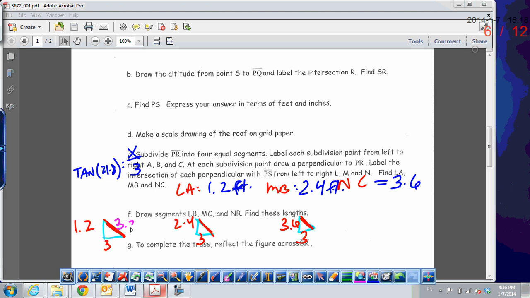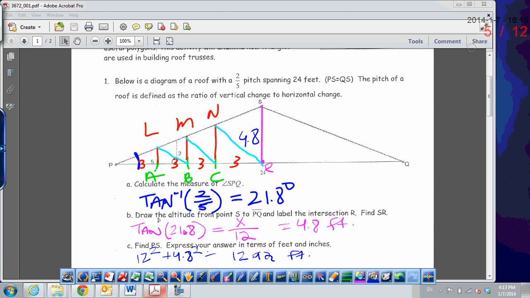LB is 3.23, MC is 3.84, and NR is 4.69. And if you round it differently, that's fine. You know, 3.2, 3.8, 4.7, whatever. And the last thing it wants us to do is complete the truss. So go ahead and do your best drawing of the same thing. Hopefully yours looks a little better than mine. But yeah, so that's that.